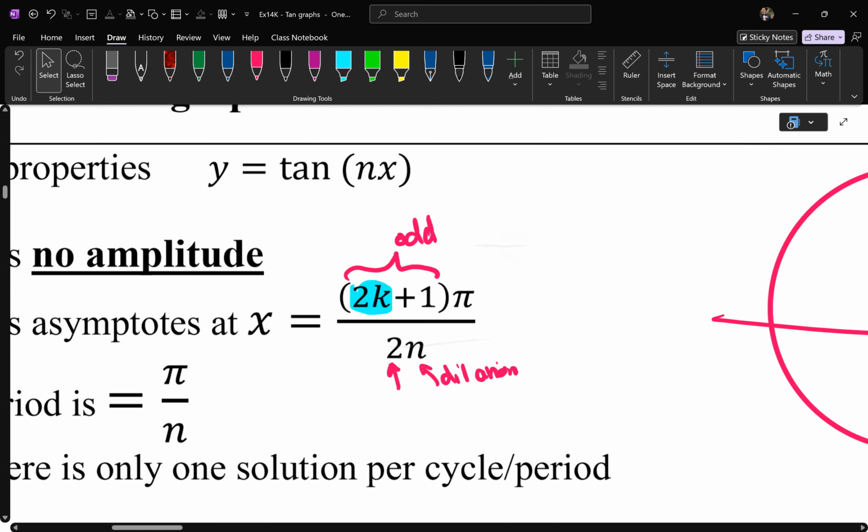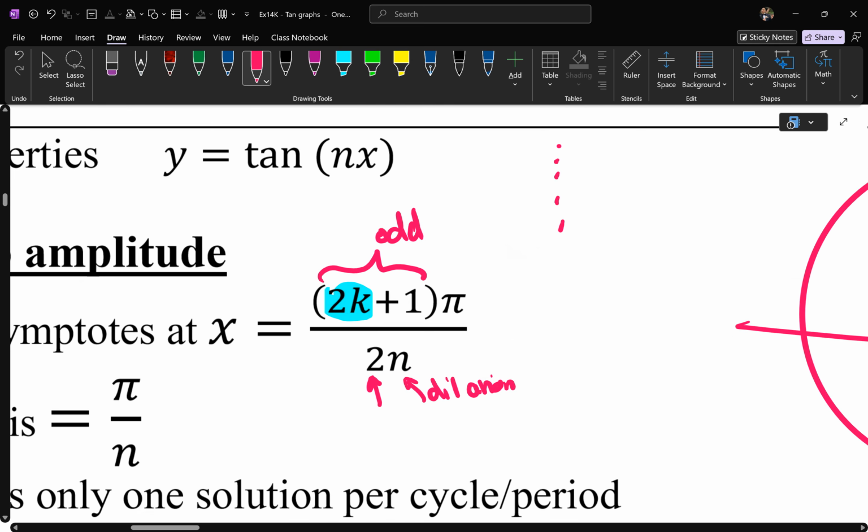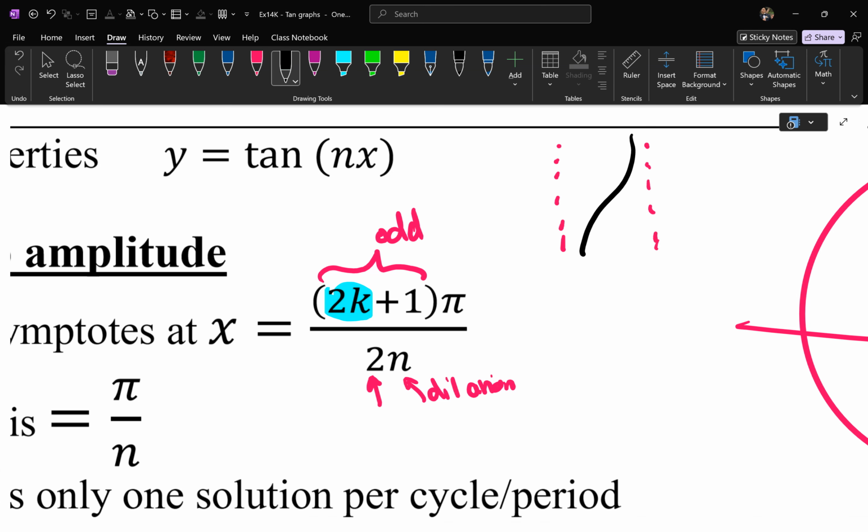So all you have to do in a graph, if you can work out where the asymptotes are, that's your tan graph. It sits between those two. There is no maximum or minimum. That's why it's easy to sketch.